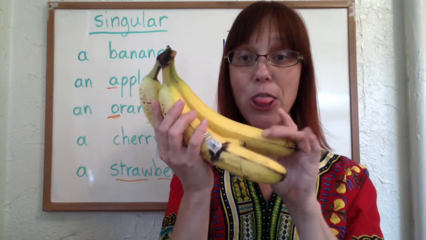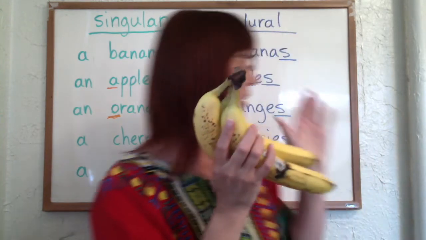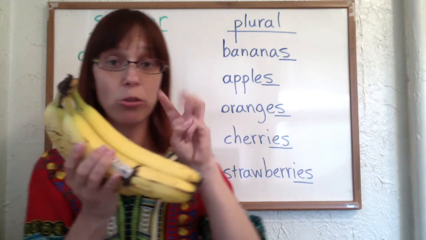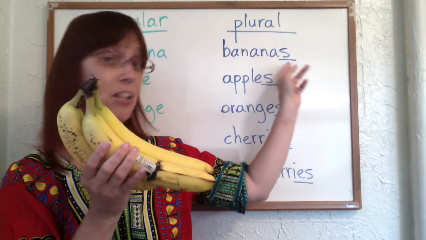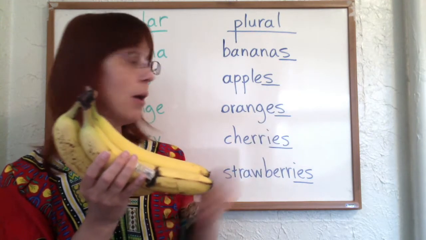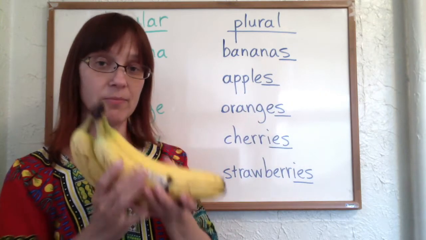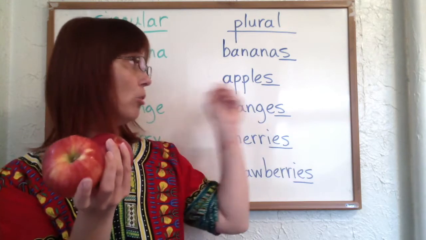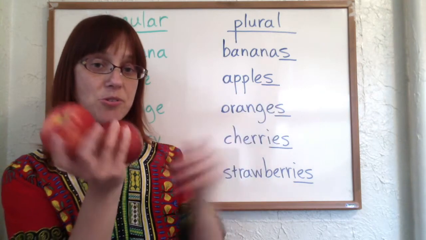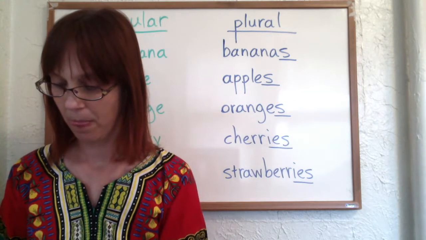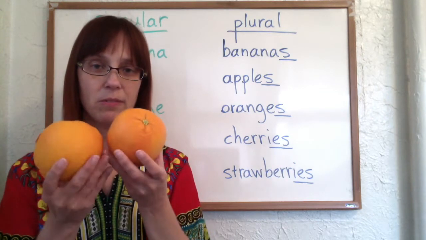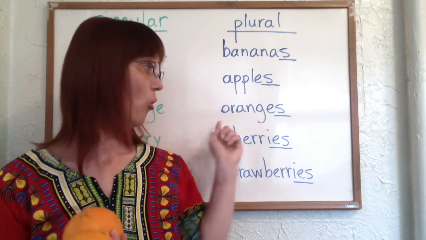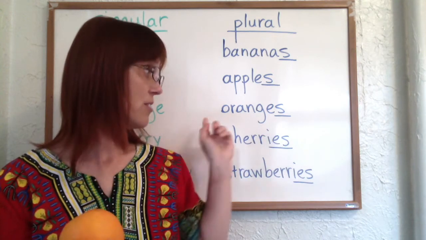I have three bananas. So when I talk about two, three, or four things, it's plural. Bananas. There's an S. Apples. Oranges. The pronunciation is a little tricky.